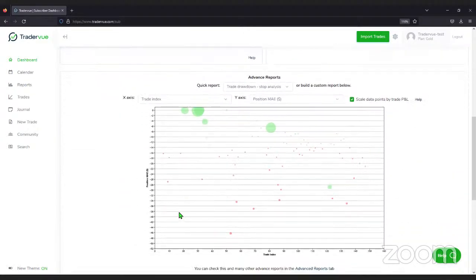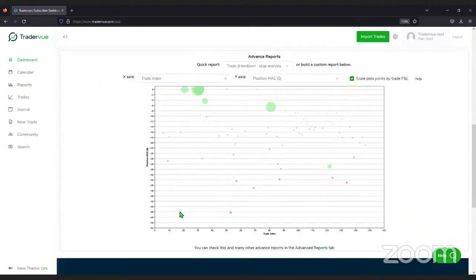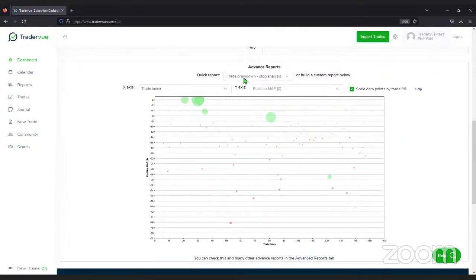And so here in the dashboard, if we scroll down, we have advanced reports. This is a feature that is very customizable, if you will. I've seen some traders who are looking for something specific tend to use this feature. But we will take a look at this at the end because it usually takes a little bit of time, and I'll explain the quick reports that I like the best in advanced reports.